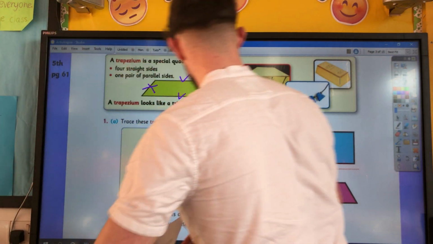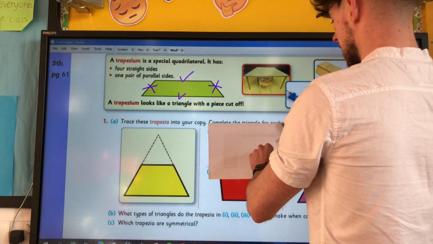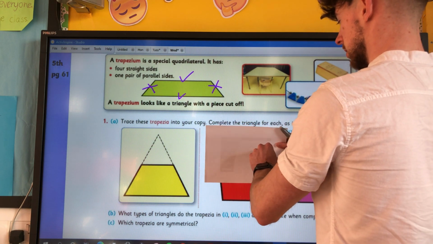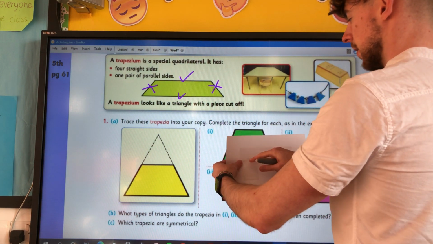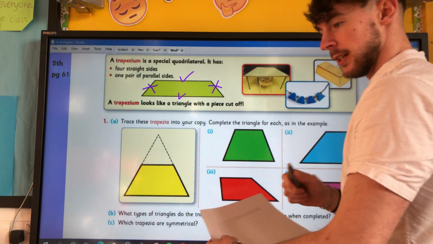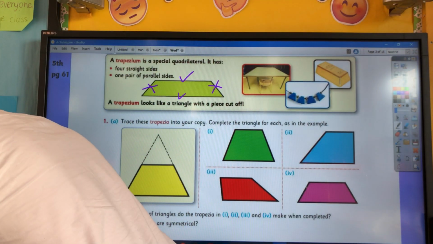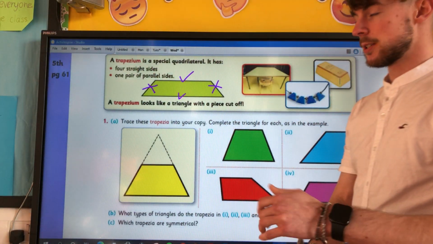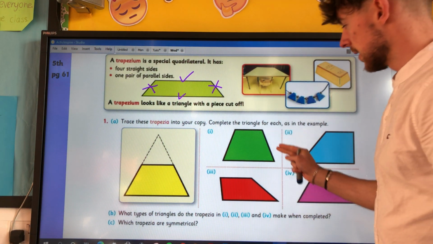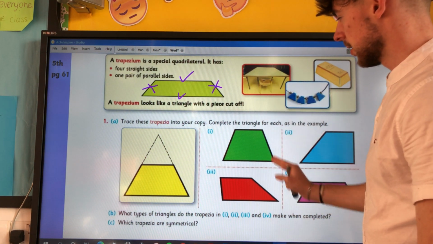Okay, I'm going to put it over here. I'm going to cover it over. I'm going to trace over the trapezium, and then you're going to finish off the triangle using your ruler, right? Or whatever you have available. If you don't have a ruler, use anything with a straight edge, okay? And make a triangle, right? That's all you have to do.